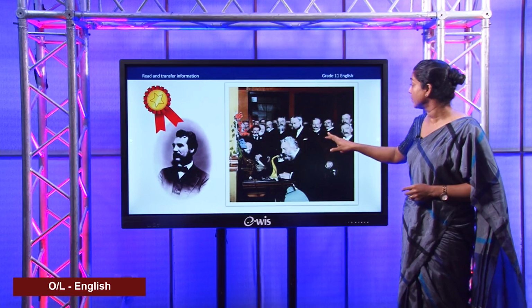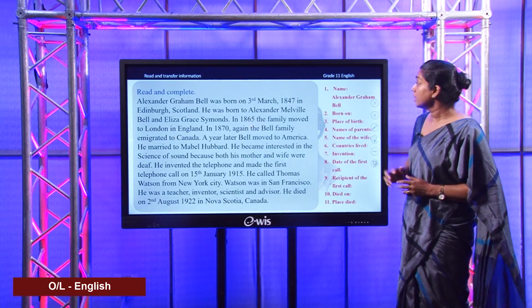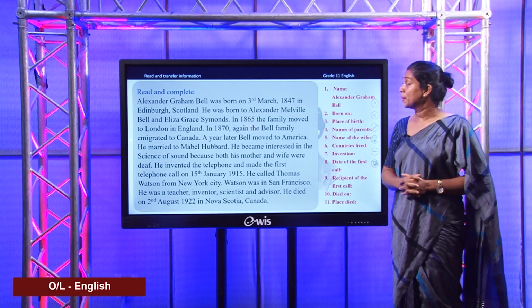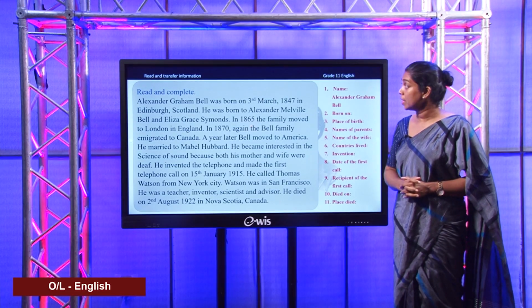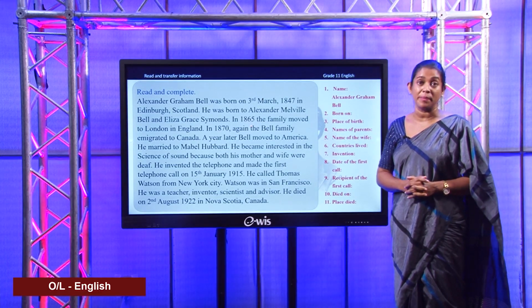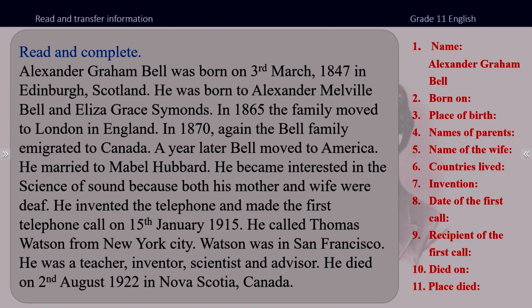Let's look at the activity. Here you find a simple, short biography about Alexander Graham Bell. On one side, you see the summary of the character. By reading the paragraph, you have to find the information about Alexander Graham Bell.